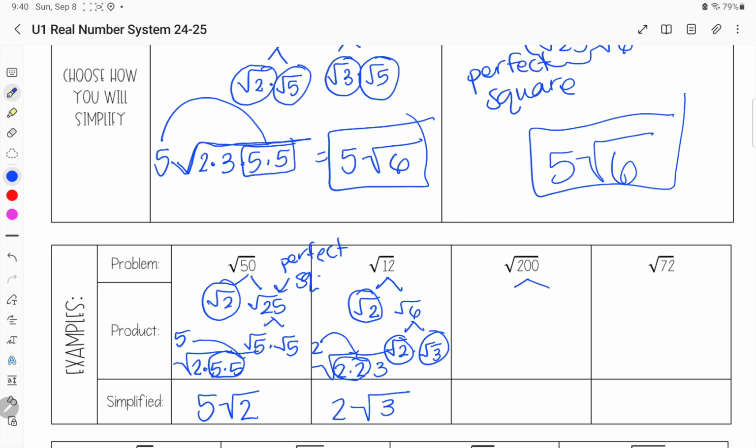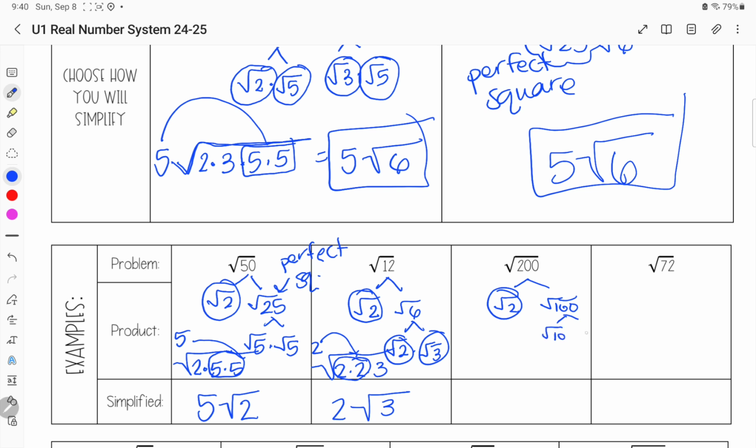All right, pick any 2 on here to do. I personally would do radical 2 times root 100, or root 2 times root 100. And that's because I know that 100 is a perfect square. But this only helps if you know your perfect squares. But if not, we could still break this down.